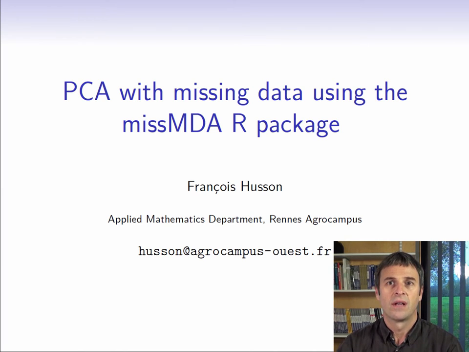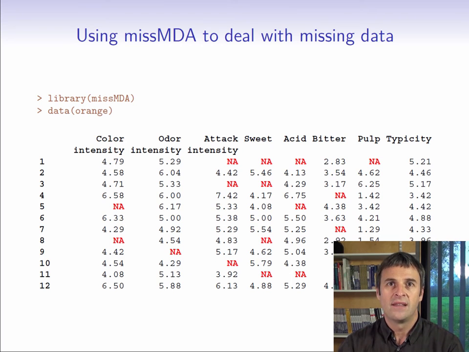To take into account and deal with missing data in PCA, we're going to use the MissMDA package, which can be used in harmony with the FactoMineR package. In this video, we're going to use a dataset called orange, which can be found in the MissMDA package. This dataset contains 12 individuals, here 12 orange juices, characterized by 8 quantitative variables. Some of the data is missing and represented by the letters NA, which means not available.